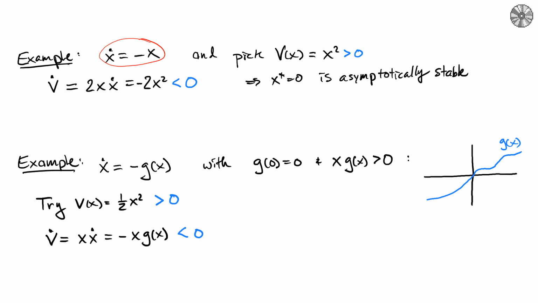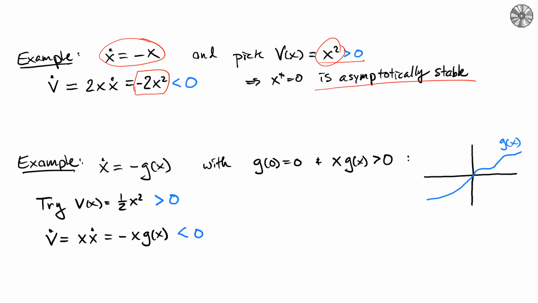So x squared is non-negative, so it's always positive as long as x is not 0. Then if we look at the derivative of that function along the trajectory, the derivative of x squared is just 2x x dot. We substitute x dot being minus x, and so we get back this quantity. x squared is always positive, which makes minus x squared always negative. And so that means that this equilibrium point, x is equal to 0, is asymptotically stable.